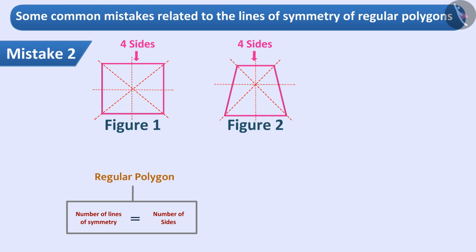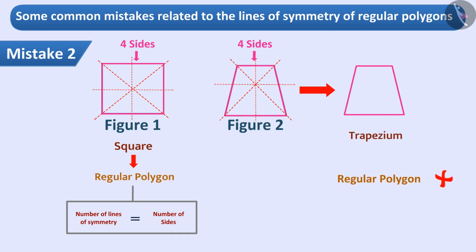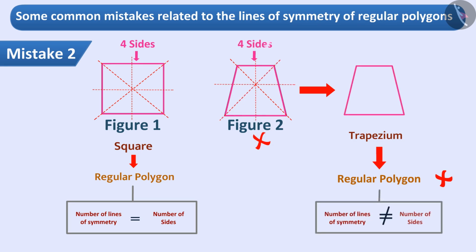If we look at the first figure here, a square is shown which is a regular polygon. So we can say that there are 4 sides of a square, so 4 lines of symmetry can be drawn in it. If we talk about the second shape, then it shows a trapezium, which is not a regular polygon. Therefore, it is wrong to find the number of lines of symmetry in figure 2 based on the sides. Only one line of symmetry can be drawn in this figure, which is as follows.